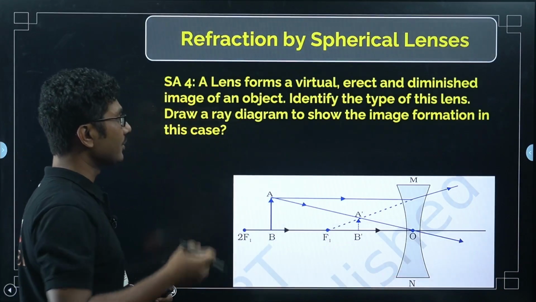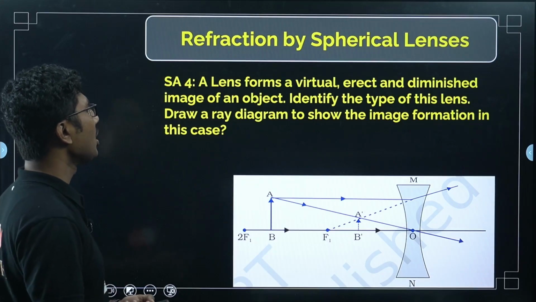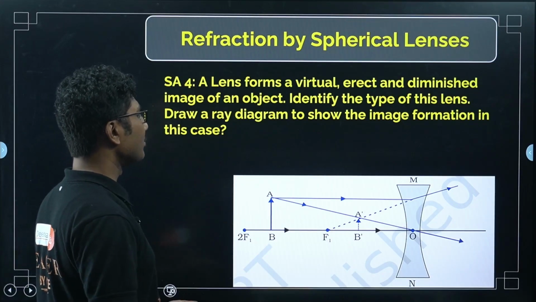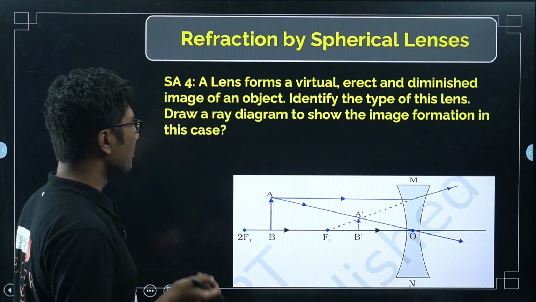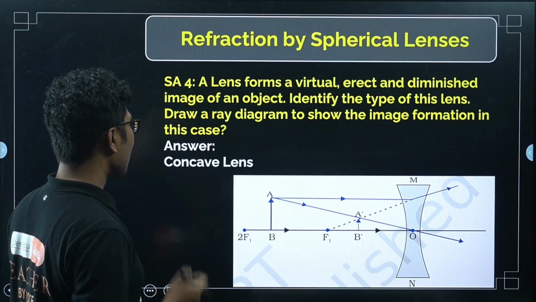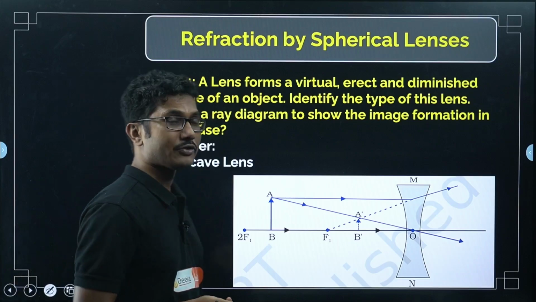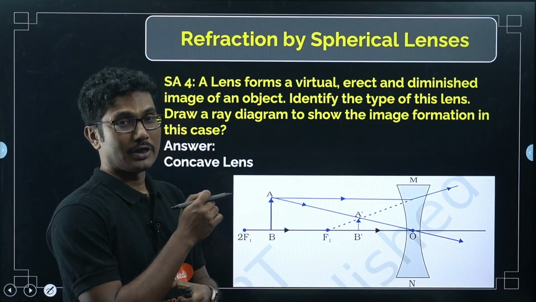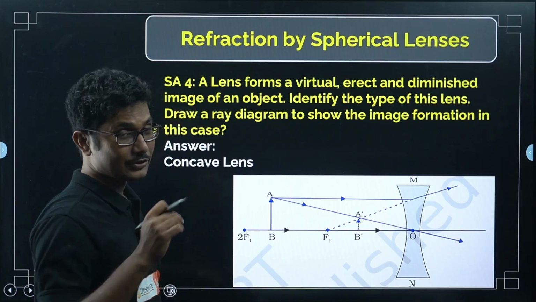A lens forms a virtual, erect and diminished image of an object. Identify the type of this lens. Draw a ray diagram to show the image formation in this case. So basically this is a concave lens. Obviously, a concave lens always forms a virtual and diminished image.